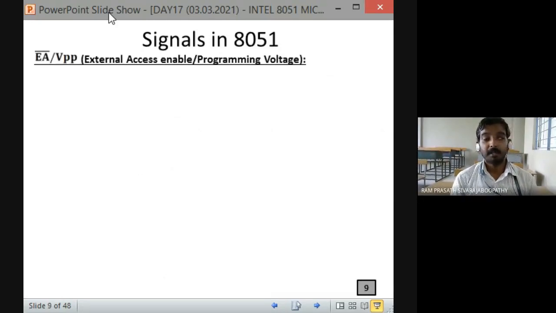Then EA bar slash VPP. This pin is going to have dual function. One is external access enable pin. The other purpose is programming voltage. That means when you are programming this microcontroller, at that time, this pin can be used for programming voltage, VPP. During the execution of the program, this EA bar pin must be either connected to plus 5 volt or it must be connected to 0.